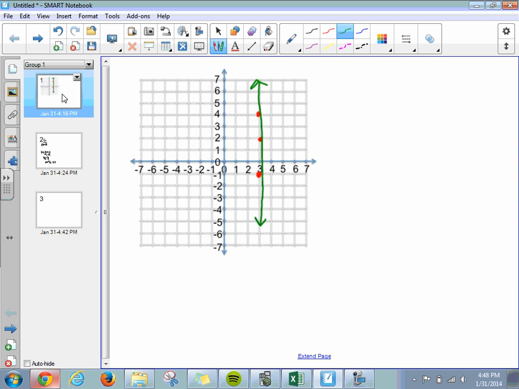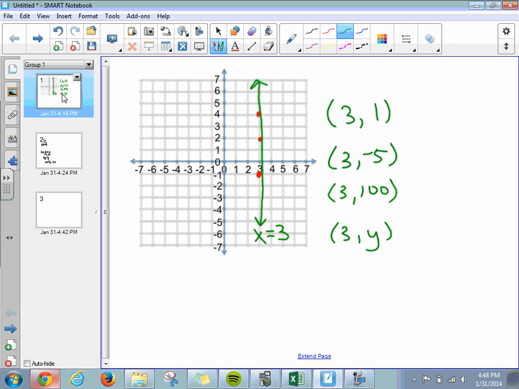State the coordinates of 2 or more points that lie on the line. Answer this question: what will be true of the coordinates of any point on this line? Really what they want you to see is that this is the equation x equals 3. So we can pick any point as long as our x value is 3. It can be 3, 1. We could have 3, -5. We could have 3, 100. We can pick anything as long as we have 3 as our x value.